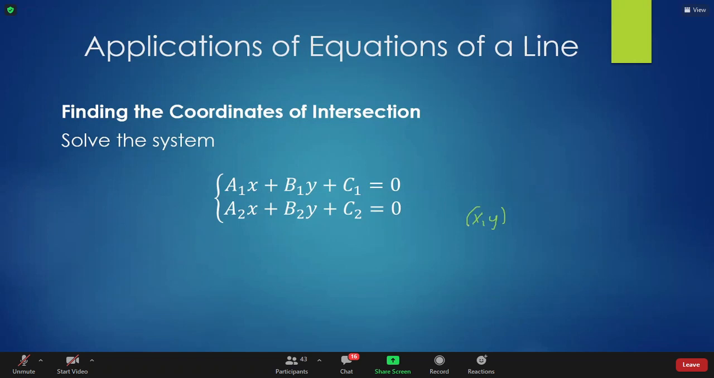However, remember that a linear system could have one solution, which means the two lines actually do intersect. It could have no solutions, which would mean the lines are parallel and don't have common points. And it could have infinitely many solutions, which would mean this is actually one and the same line written with two different equations.